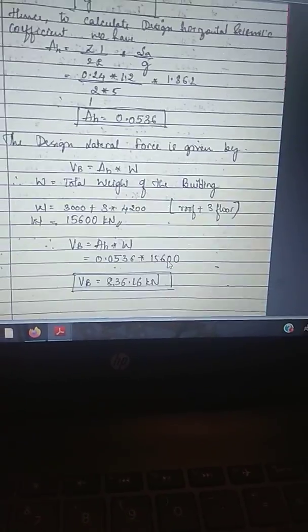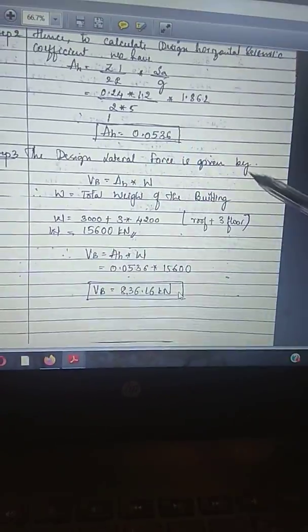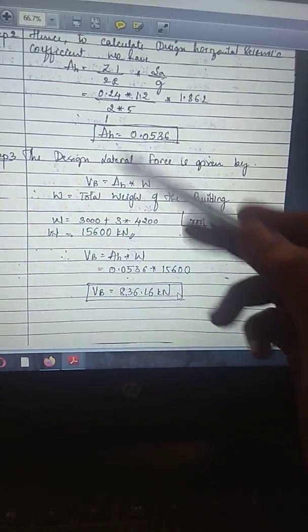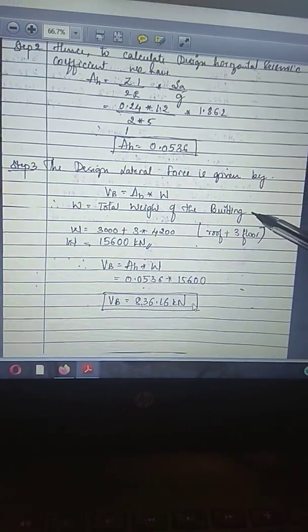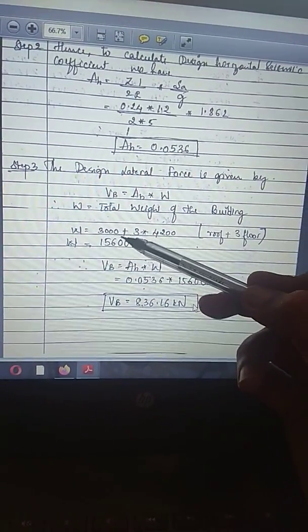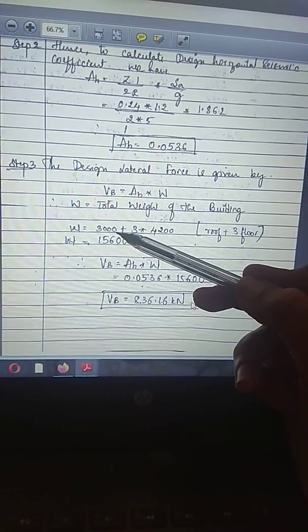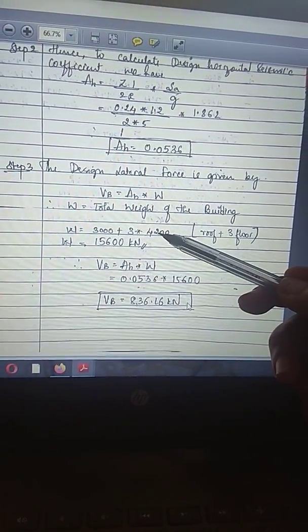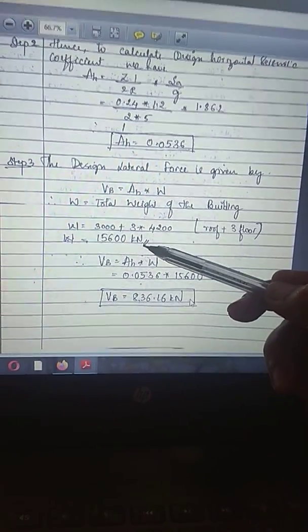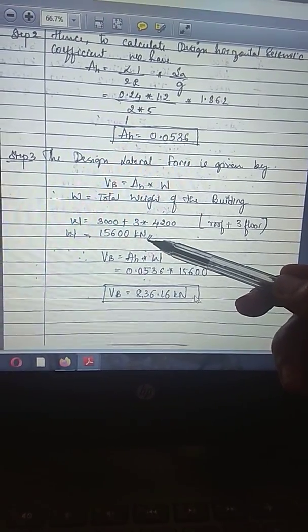Now using this we'll have to calculate the base shear, which is given by the formula VB equals AH into the total weight of the building, W. So let us first calculate W, which is the total weight of the building. It is 3000 at the roof, and for the other 3 floors it is 4200. So 3 floors into 4200 plus 3000 gives me the total weight, 15600 kilonewtons.